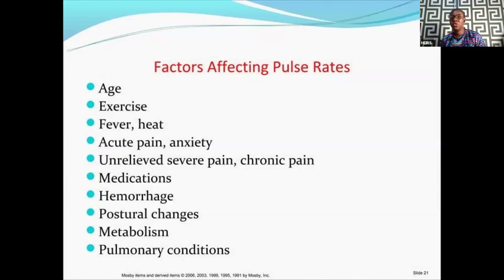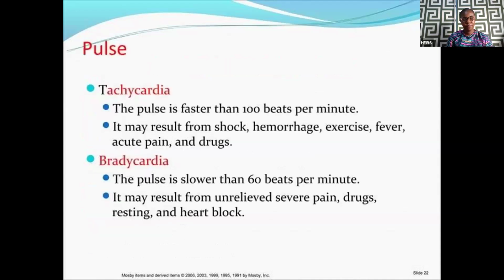Then postural changes. If I change my position from a lying down position to a sitting position, the pulse rate will go up just a tiny bit. And then if I change from sitting to standing up, it also goes up just a tiny bit. Then metabolism, and then pulmonary conditions. So a patient who has difficulty breathing, who has chronic obstructive airway disease, a number of diagnoses that are very common with elderly people, you may also find that the pulse rate is different from normal.